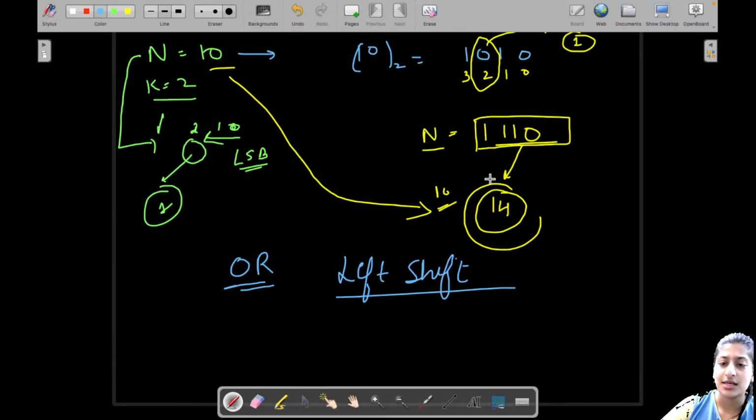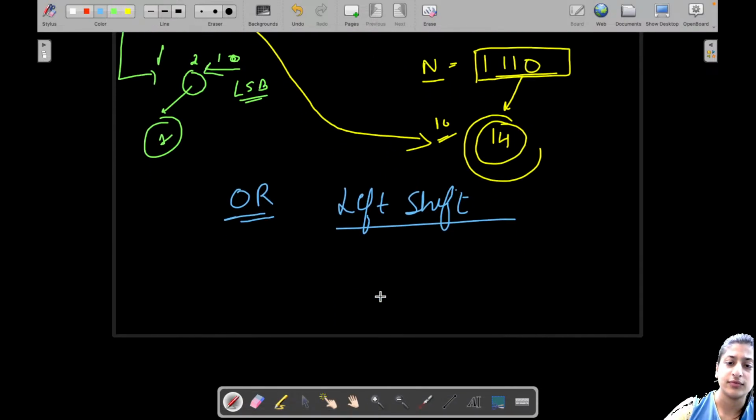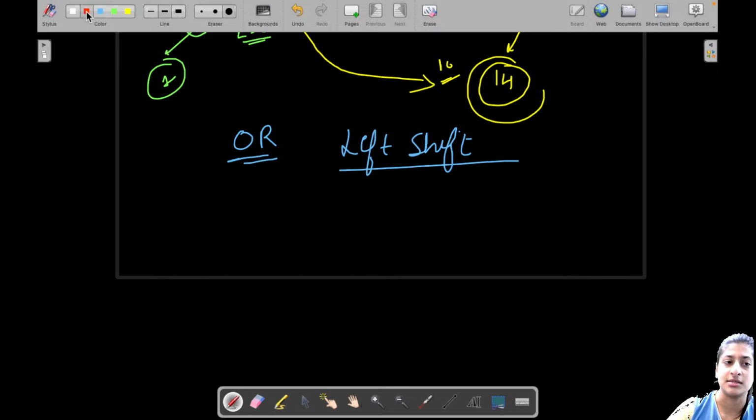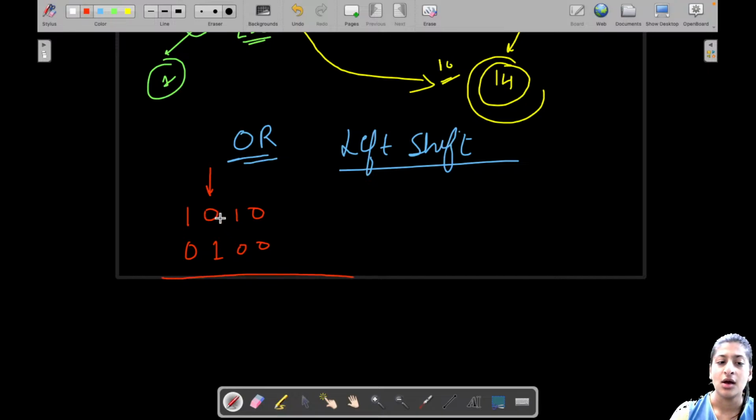Okay, so let's think of what if I try out some possibilities. Let's say your n given is 1 0 1 0. I want to change this bit. So how can I change it? I can do one thing. Let's say I have some number which is 0 1 0 0. That means I have 1 at this position, that is at the kth index. Now in order to change it to 1, what can I do?